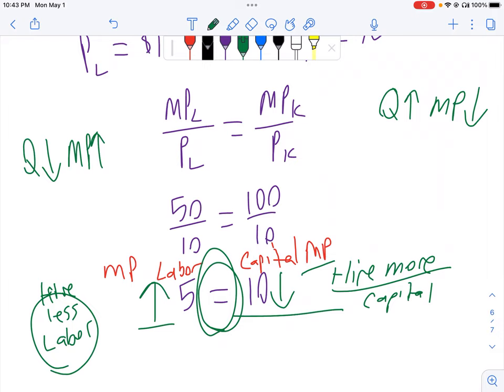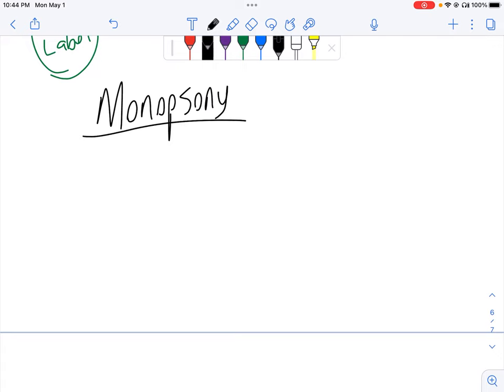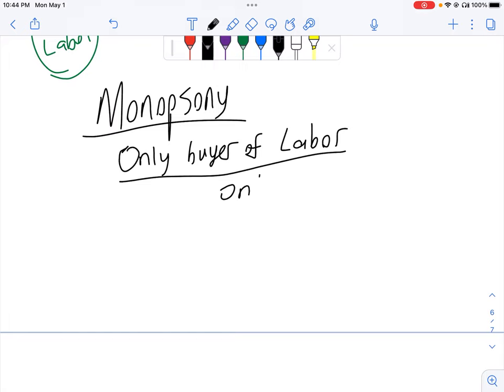All right, as promised, I will be finishing off with the monopsony. Monopsony is an interesting one because it is just like a monopoly, but instead it's going to be flipped. Now, what we mean by that is that they are the only buyer of labor. They're the only place that you can work.